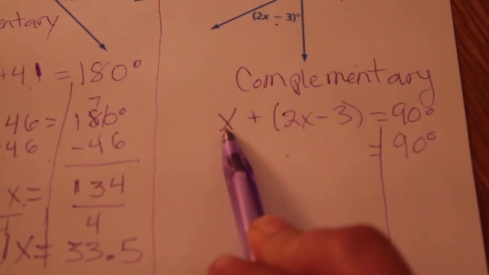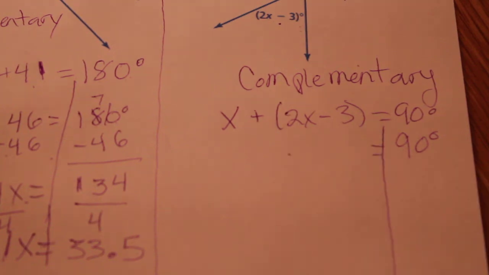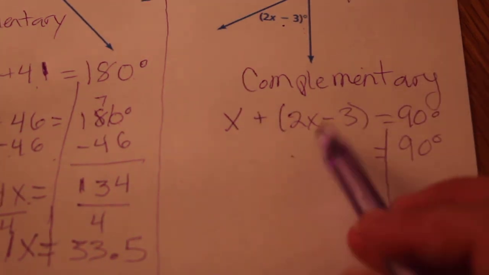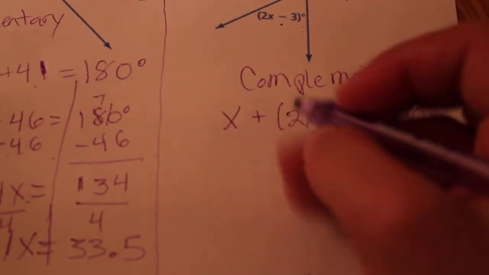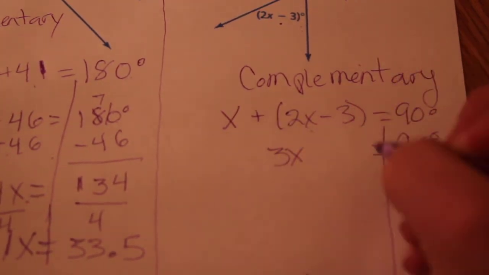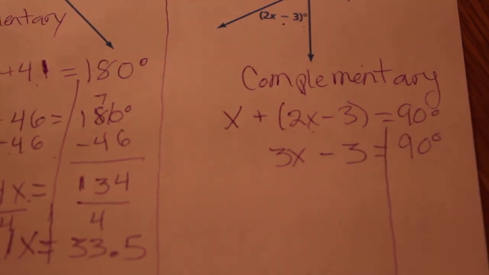Now right here, x plus 2x minus 3. Well, I can't combine anything else with this 2x minus 3, so I'm going to do x plus 2x. This is going to give me 3x. Then I'm going to subtract my 3, and it's equal to 90.